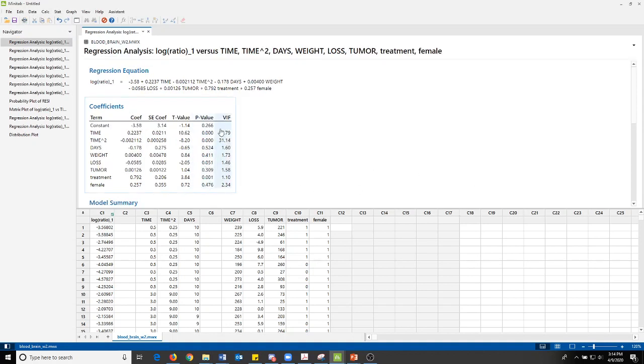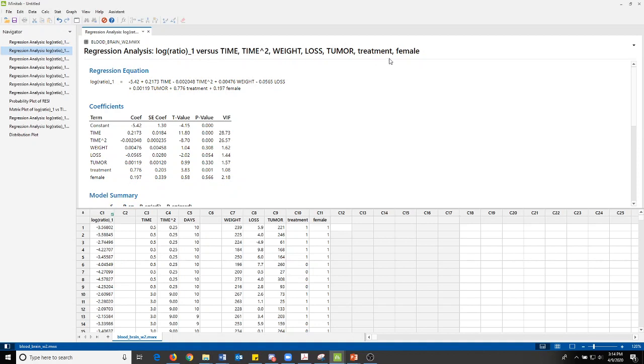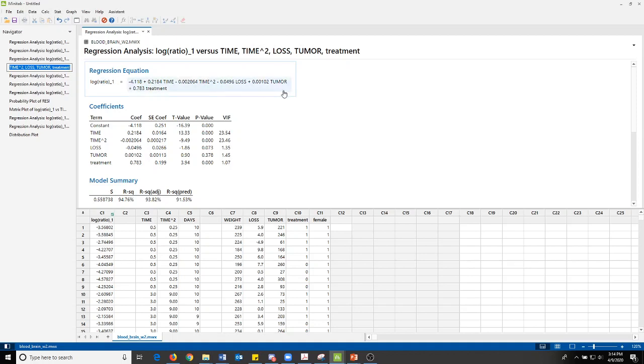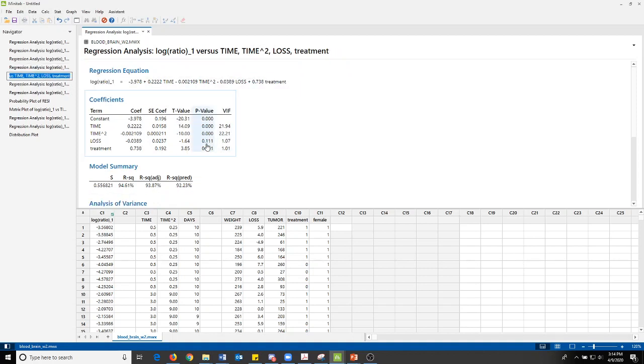If you look at this, not all of these are below 0.10, so it looks like I should get rid of days. Then I look at the next one, and it looks like I should get rid of female. Then the next highest one is 0.390, so I get rid of that one. And then finally 0.378, tumor. So I must be done. But lo and behold, once I get rid of that, another one pops up, the loss. So I have to get rid of that one.